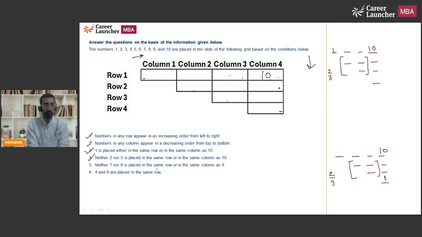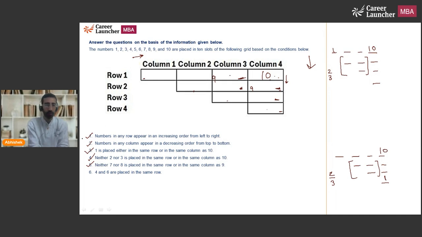Neither 7 nor 8 can be placed in the same row or same column as 9. Now, 9 is a very big number. Where can 9 go now? Can 9 be here? No, because if this is decreasing order, then you need a number higher than 9 for 9 to follow, if 9 were to be here. Or 9 here. 9 can't be here because then you need a higher number here. As you go down a column, you need decreasing order. So the only possibilities for 9 are either here or here. So there's just 2 possibilities, right? 9 can either be here or be here. Maybe you'll have to check both, worth exploring.